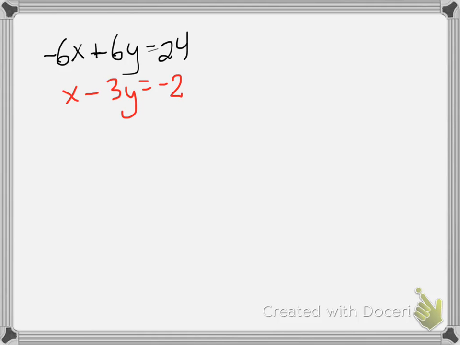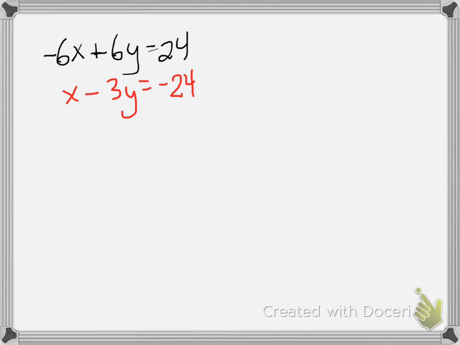Let's see. Negative 6x plus 6y equals 24. And x minus 3y equals negative 24. So take a look at the x's and y's and decide which one is going to be the easiest to focus on to eliminate, and then decide what you're going to multiply to get that done. So you can pause it if you want.